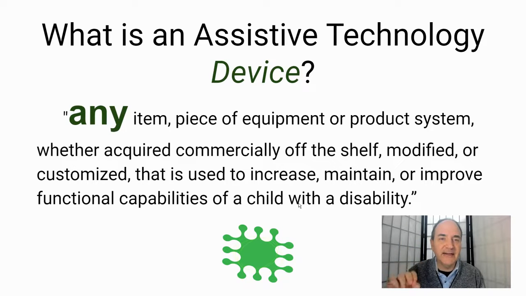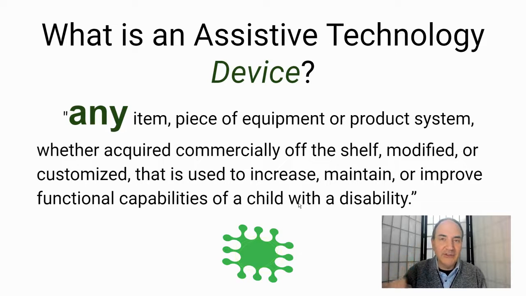So let's start with the device. What is an assistive technology device? Well, defined in the law, it is any item, piece of equipment, or product system, whether acquired commercially, off the shelf, modified, or customized, that is used to increase, maintain, or improve functional capabilities of a child with a disability.